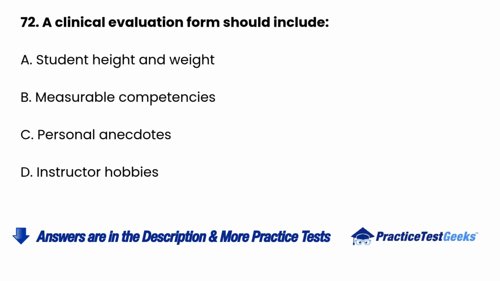72. A clinical evaluation form should include A. Student height and weight. B. Measurable competencies. C. Personal anecdotes. D. Instructor hobbies.